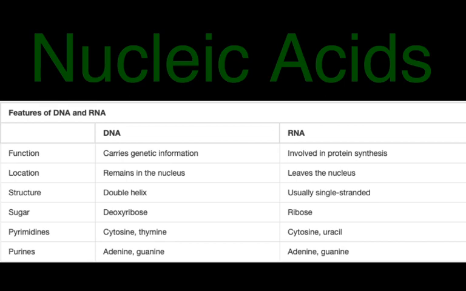To reiterate, nucleic acids are the brains of the operation. They encode the information necessary for cells to make proteins, and are therefore the control center for cell operations.